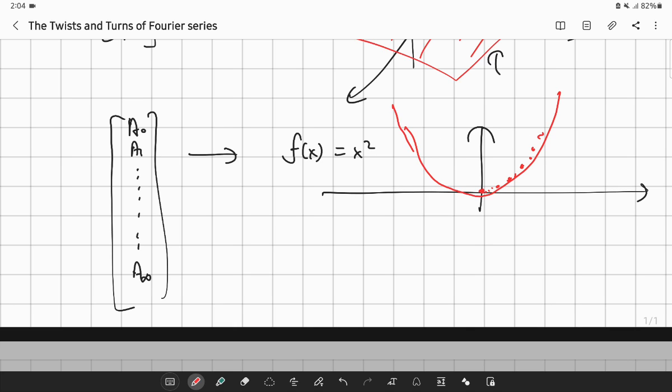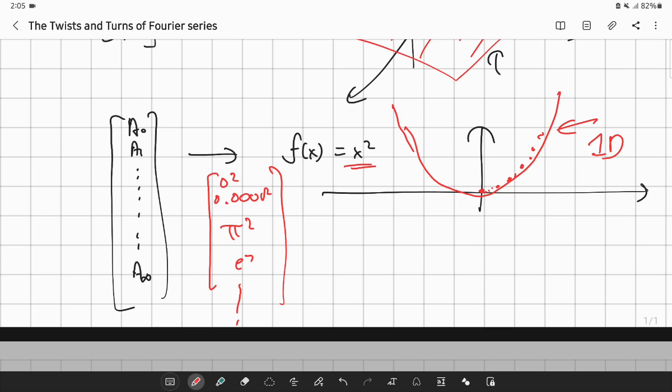So if I want to express a vector that has x squared as its components, I need infinitely many points. So I have 0 squared, 0.0001 squared, I don't know, pi squared, e squared, and so on. It'll take me infinitely many components. But this whole thing is actually one-dimensional in a sense. Like this, you have infinitely many components, but at the end of the day, you're just expressing one piece of information. That is f of x equals x squared.